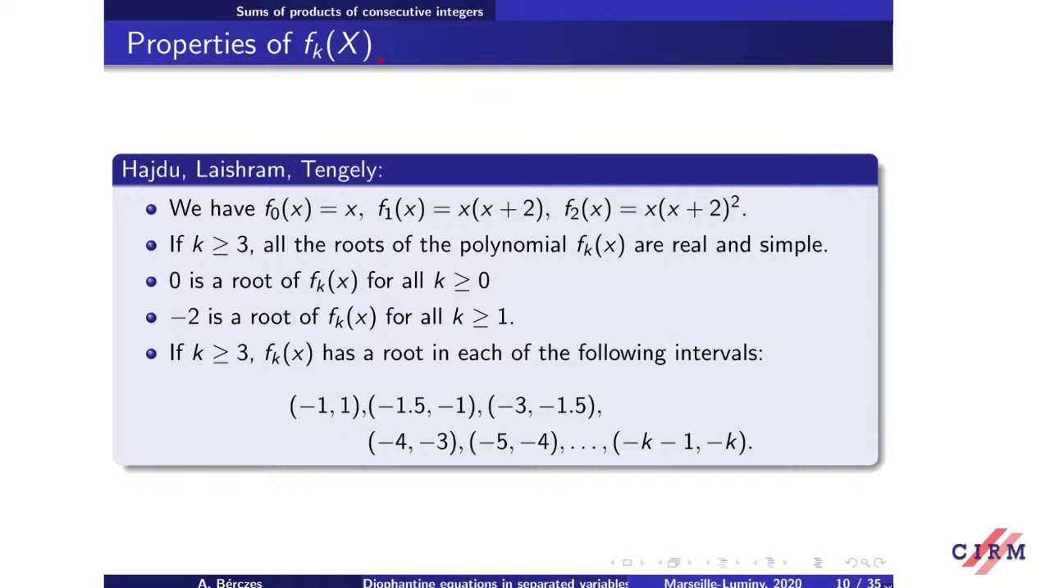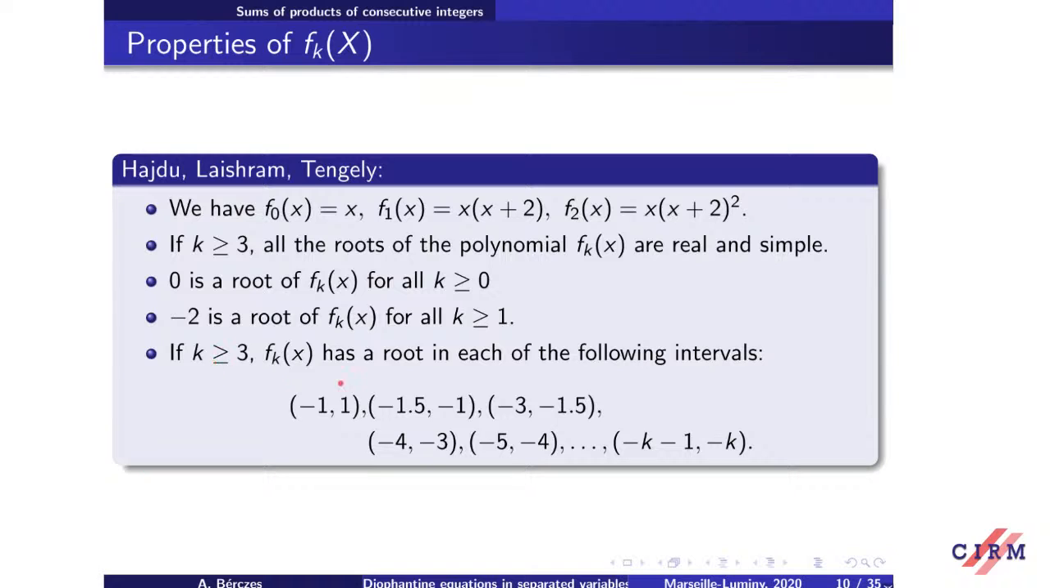So about the fk of x, here are the first few polynomials, and if k is larger or equal to 3, then all the roots of the polynomial fk of x are real and simple. So the only case when there is a double root is here in f2 of x. 0 is always a root and -2 is always a root of the polynomial.